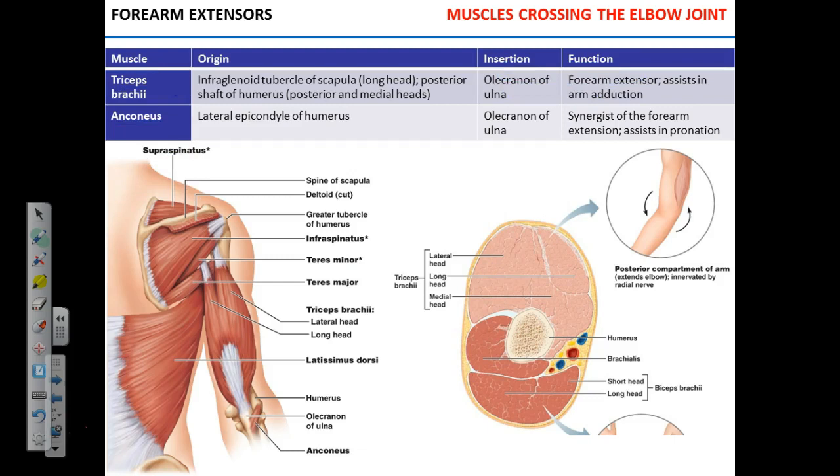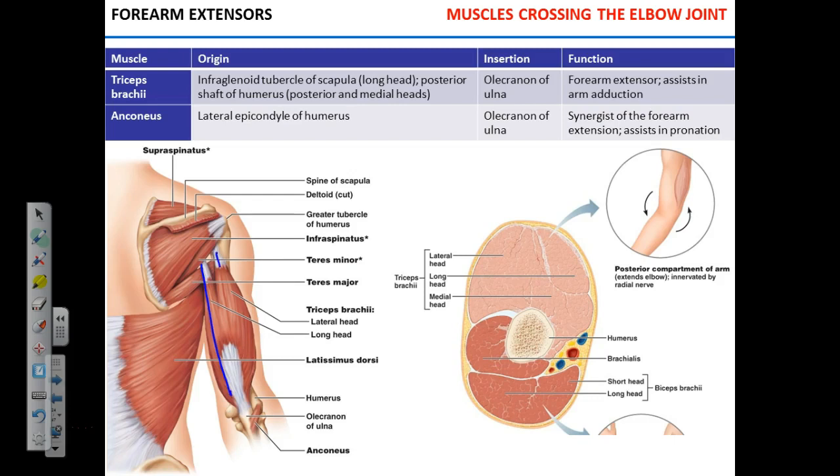Muscles of the forearm. We're going to start with extensors. Now these muscles, the extensors and the flexors of the forearm, they cross the elbow joint. So only two main movements at the elbow joint, which is a hinge joint, the flexion and extension. Correct?